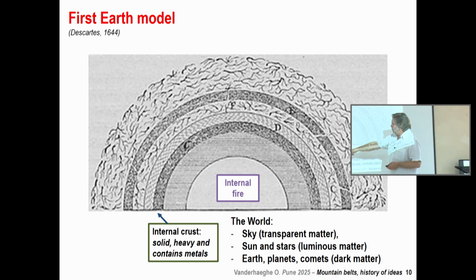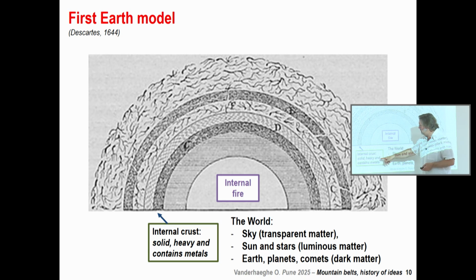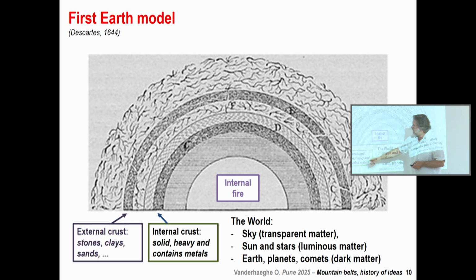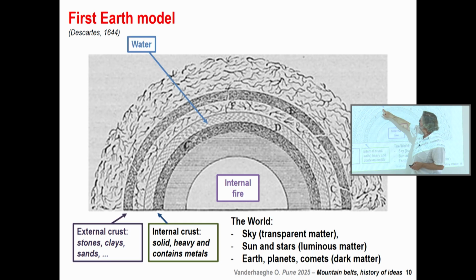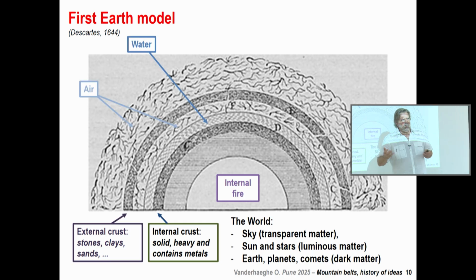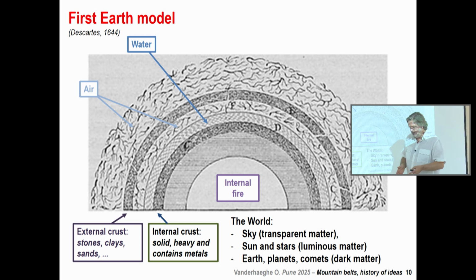And then there was an internal crust, solid and heavy, that contains metals. Well, they knew that was where they needed to go to find metals. That was overlain by an external crust made of stones, clays and sands. These are the sediments. And you see inside, in between these two crusts, there are water and air. This probably comes from cave exploration. You know, they could tell that if you go inside the earth, you find air and sometimes water.